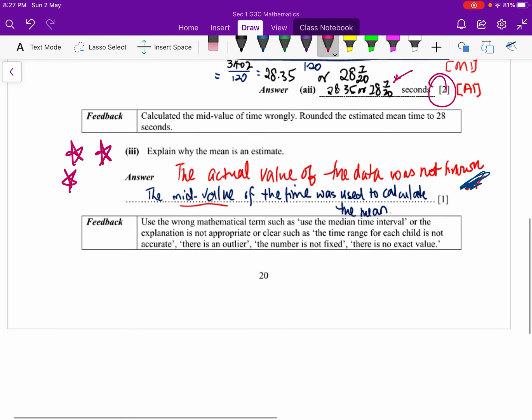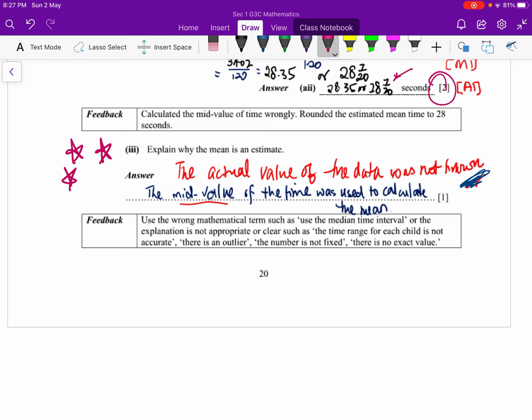So how do we present that? We said that the actual value or the raw data is not known. Then the second portion, the mean value of the time was used to calculate the mean. So these are the 2 points you need to put.